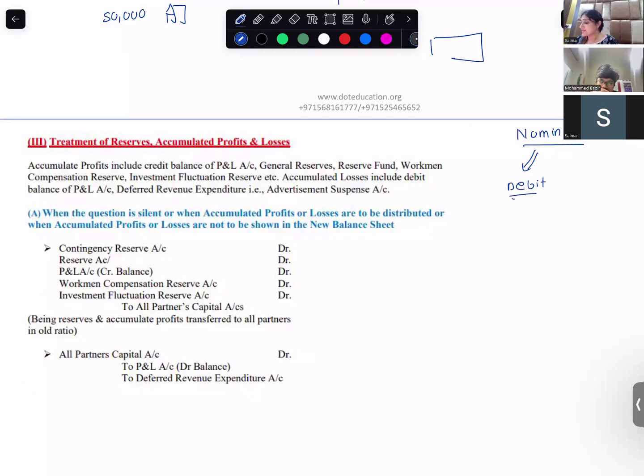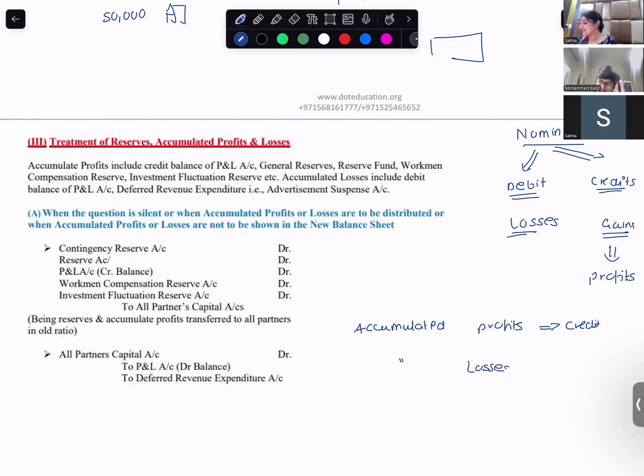So all the expenses and losses would have which balance? Debit balance. All the gains would have credit balance. So if you have profits, it would have credit balance. If you have losses, it will have debit balance. So accumulated profits will have credit balance, and accumulated losses will have debit balance.